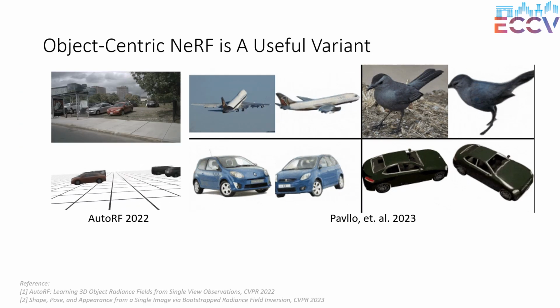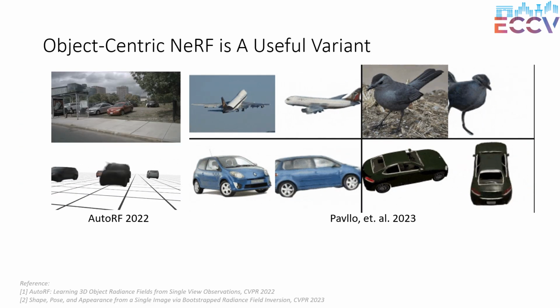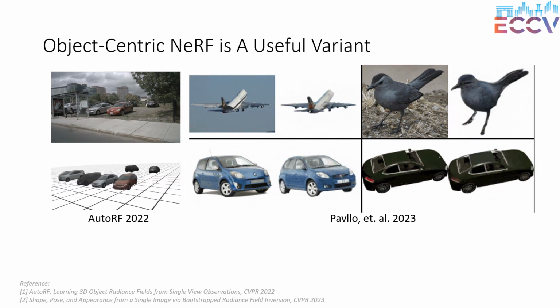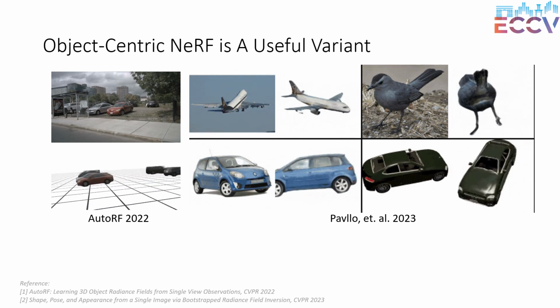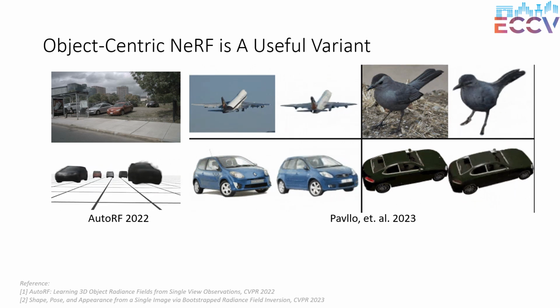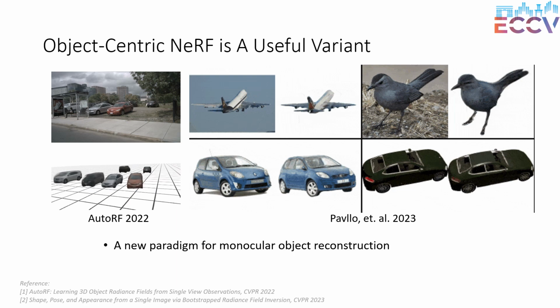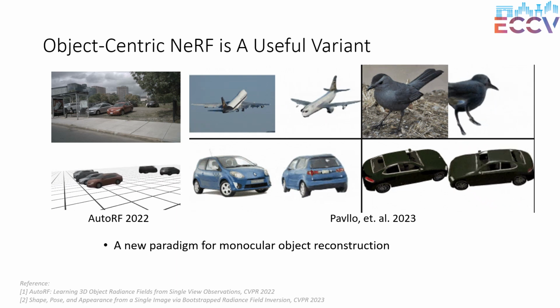Meanwhile, object-centric NeRF represents a valuable variant within the NeRF family. Specifically, it enables a new approach to monocular object reconstruction by integrating prior knowledge with online optimization. However, this method typically relies heavily on accurate object poses.